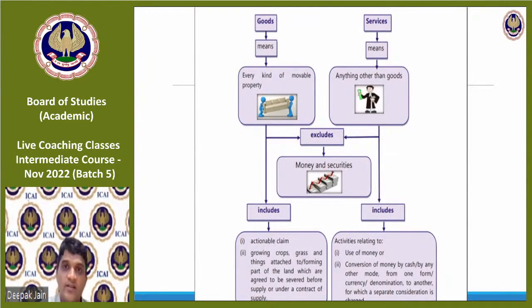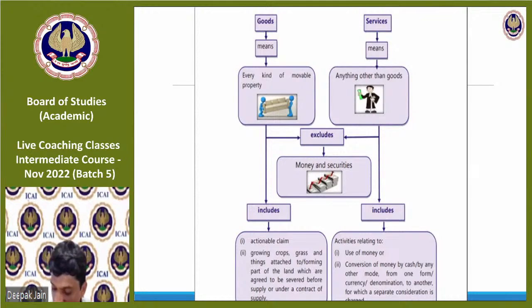One example is lottery ticket. When I buy a lottery ticket, I have the right to participate in the draw. After the draw is announced and I'm the lucky winner, that is an actionable claim. I have a right to claim that amount from the lottery person. So that is an actionable claim. So actionable claim is a claim to any debt. Like debtors, what I said, lottery tickets, they are all examples of the first point.